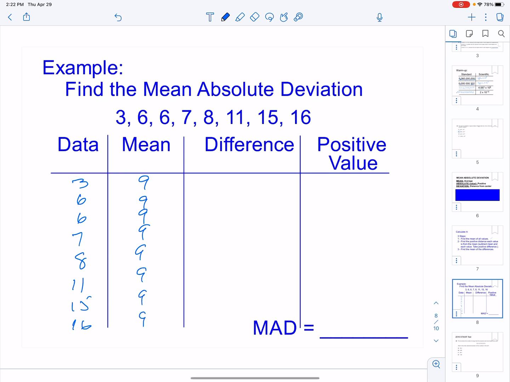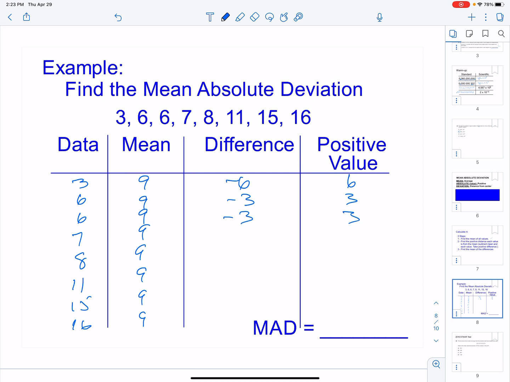Now what you're going to do is take each one of those values and subtract. So 3 minus 9 is going to give you negative 6. Okay, so negative 6. But what we want is the positive value. So you write 6. 6 minus 9 is negative 3. So I'm going to take the positive value.